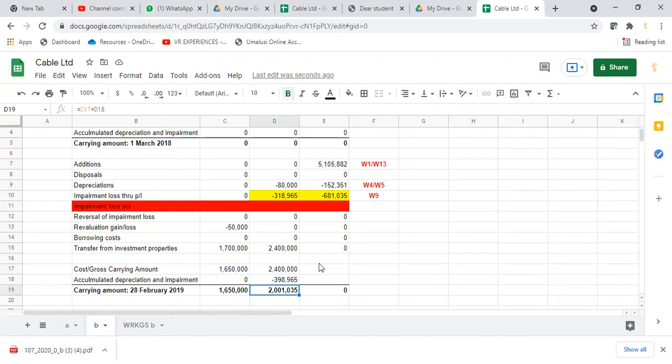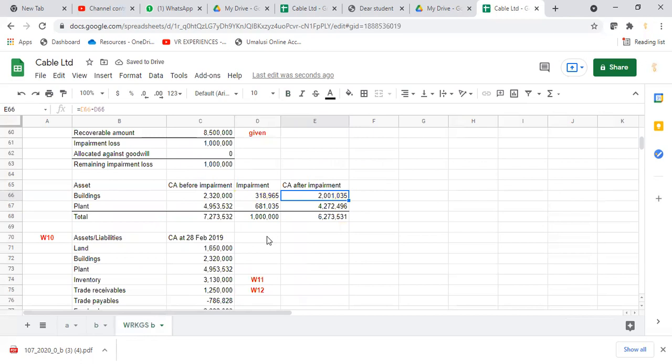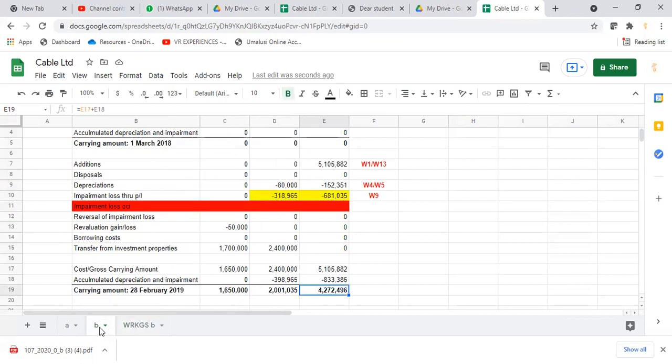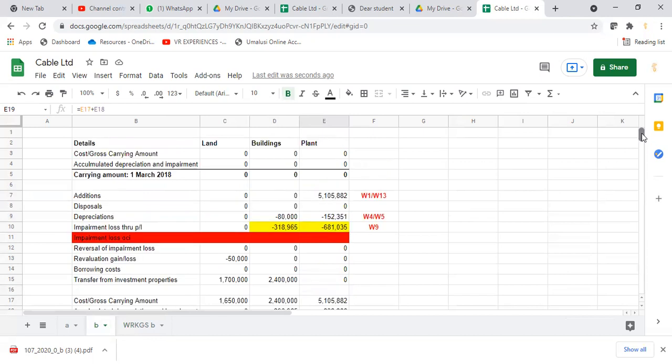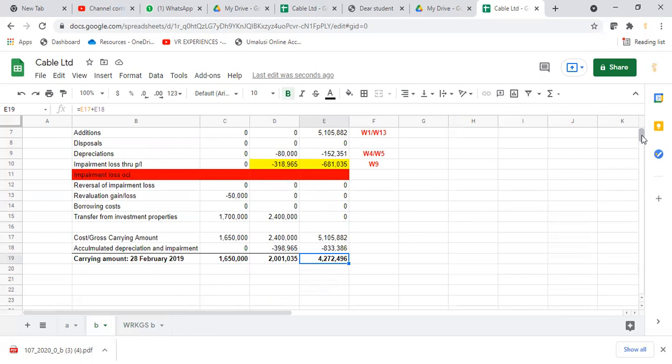Okay, same thing over here. We're going to equal to cost. Then it's going to be depreciation plus accumulated, plus impairment, sorry. Okay, so it's 4272. 4272. Okay, so makes sense. So that is basically this 36 marks sorted out.